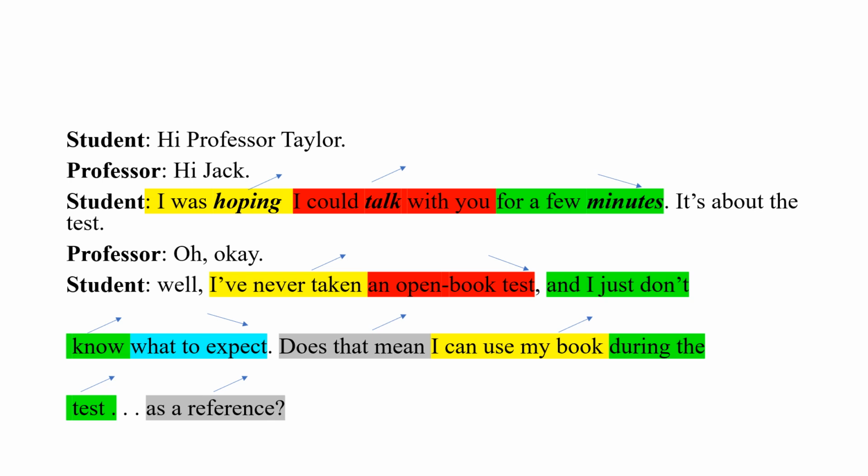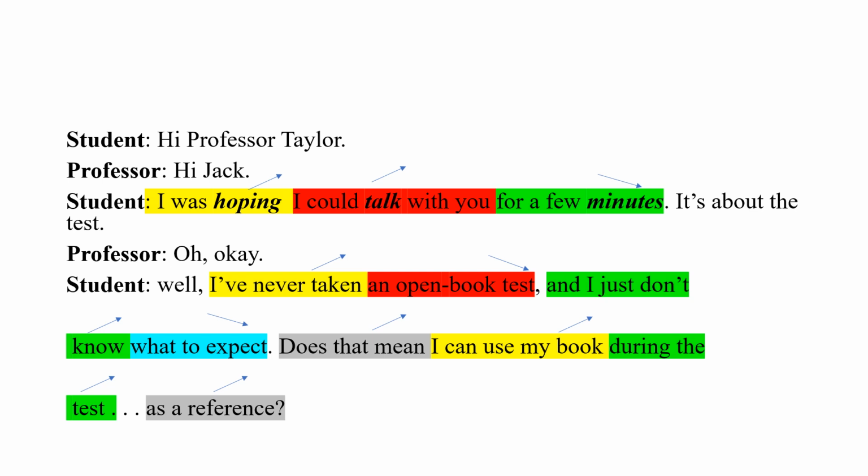It's about the test. I have not provided any falling arrow, but it takes falling intonation because it is the end of the statement. And then the line for the student, the first phrase is I've never taken. This is a verb phrase. An open book test, this is a phrase, or let's say a noun phrase. And the green one, and I just don't know, again, it is a verb phrase. The blue one, what to expect, is a short form of noun clause.